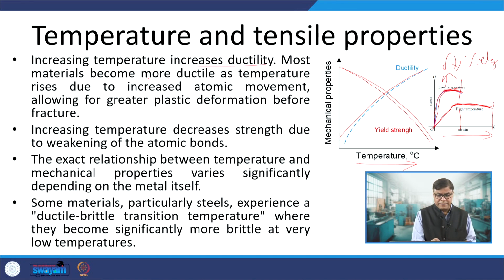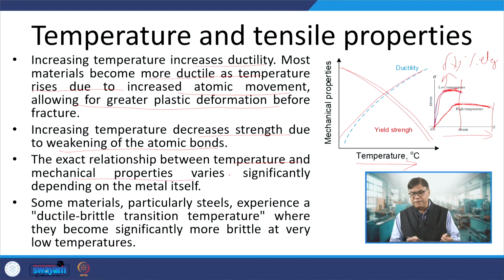Most of the materials become more ductile as the temperature rises due to the increased atomic movement, which allows greater plastic deformation before fracture, that is due to the increased ductility. Increasing temperature decreases the strength due to the weakening of the atomic bond, and the exact relationship between the temperature and the variation in mechanical properties depends on the metals.